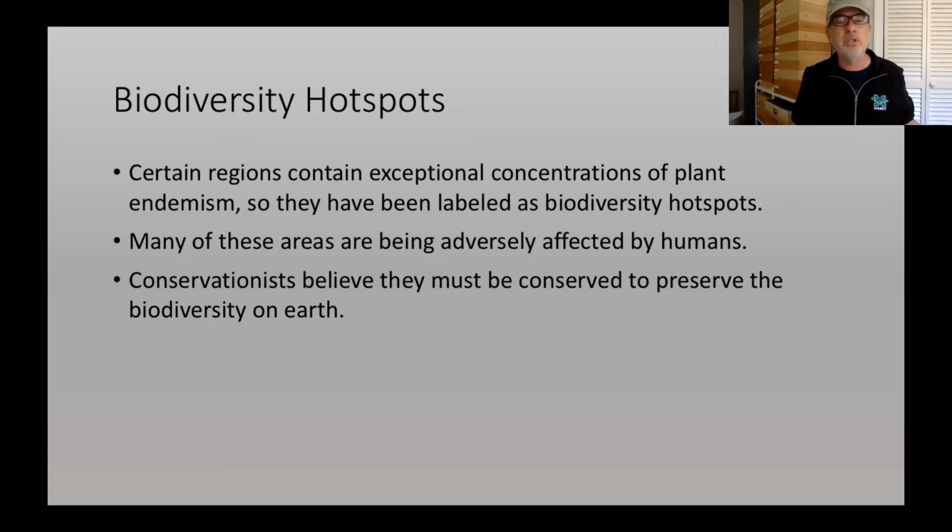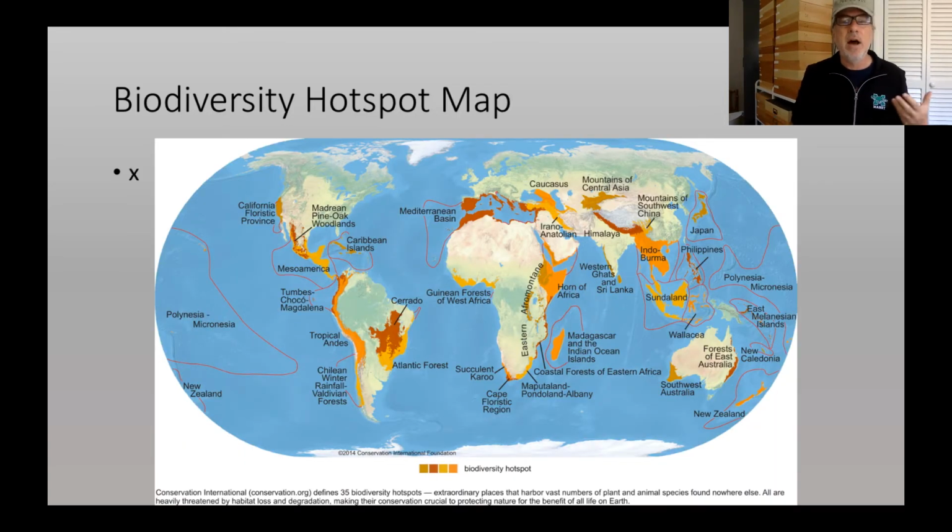And conservationists believe they have to be conserved to preserve biodiversity on Earth, because these literally seem to be the fonts of biodiversity. A biodiversity hotspot map is shown here. And you can see that the darker orange it gets, the more biodiversity there is and the more endemism there is. And so these are the 35 biodiversity hotspots that were identified originally, and a few more have been added since then.